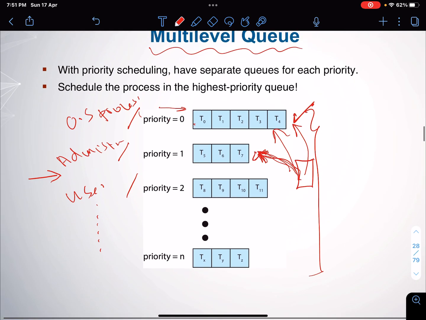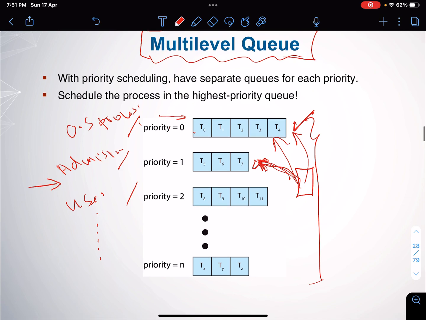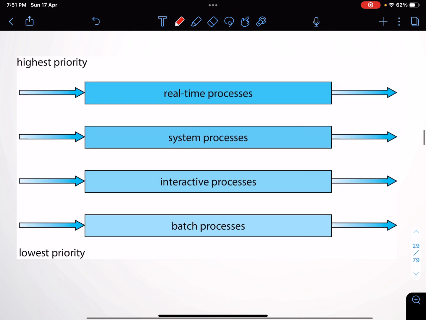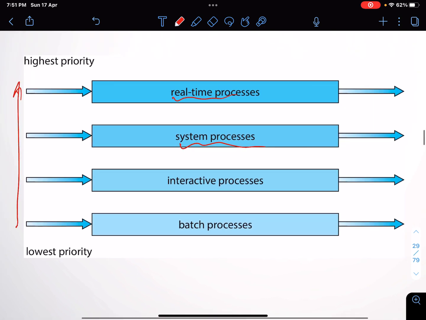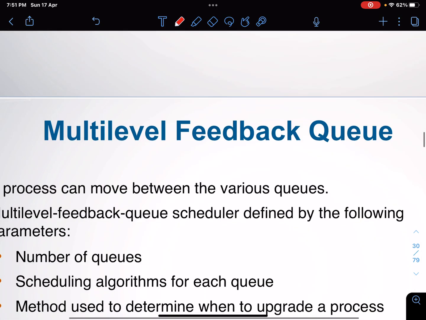So for this approach, the multi-level queue, we classify processes based on type or priority. It works like this, you see here. As an example, you have real-time processes, system processes, interactive, batch, whatever that is. Priority goes higher this way, lower the other way, and each and every one of them would have a separate queue.